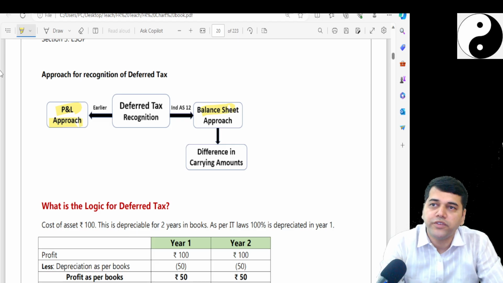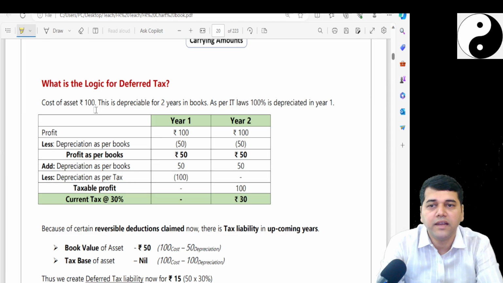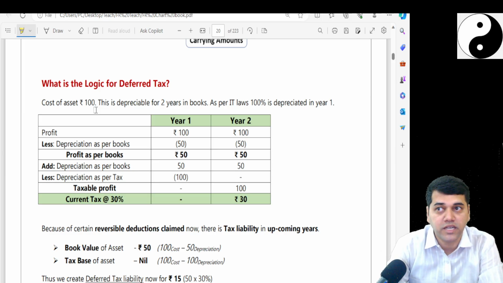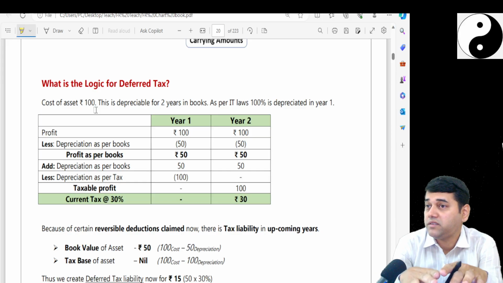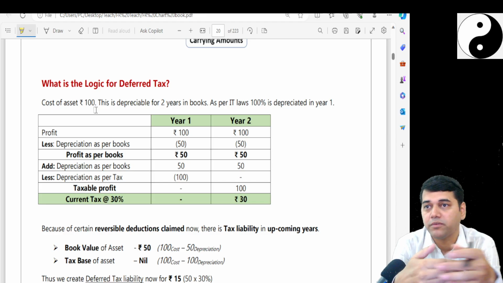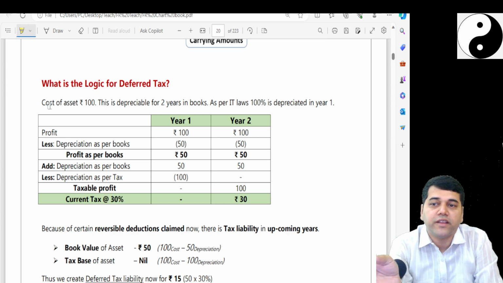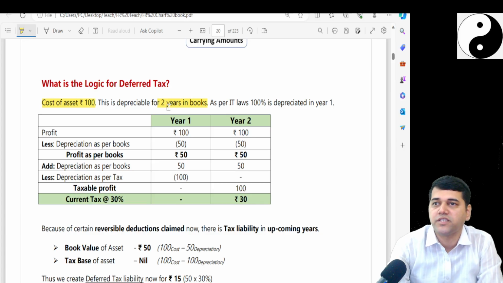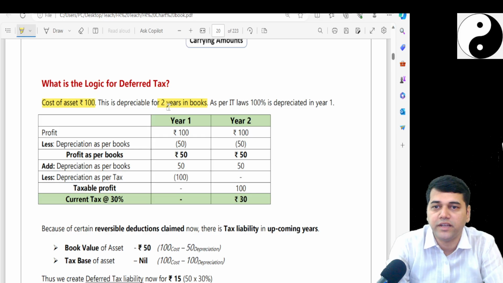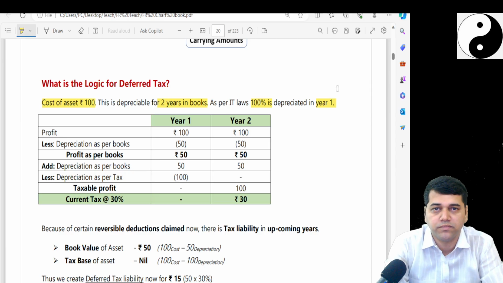Now, before we proceed, we should understand what is the logic, why we need to provide the deferred tax. I'll give you certain examples so that you understand, and just pay attention, because the first portion of what I'm going to explain, the 10 steps, is really very important for you to solve every single problem. Say for example, you have purchased one asset whose cost is 100 and it is depreciable over 2 years in the books. Say 50% in the first year of accounting, 50% in the second year. But it is a special asset and 100% depreciation you are going to get in the first year only.